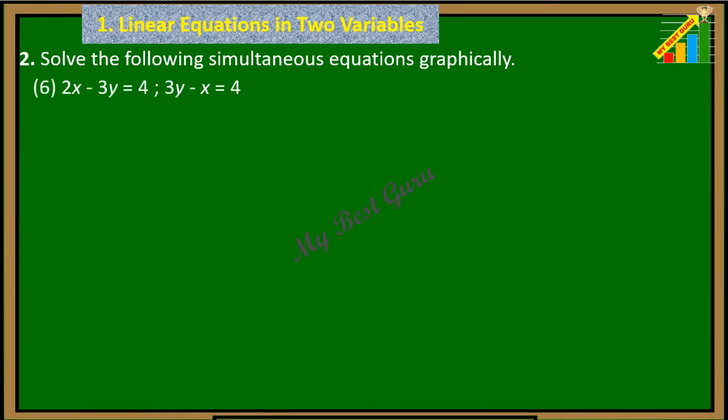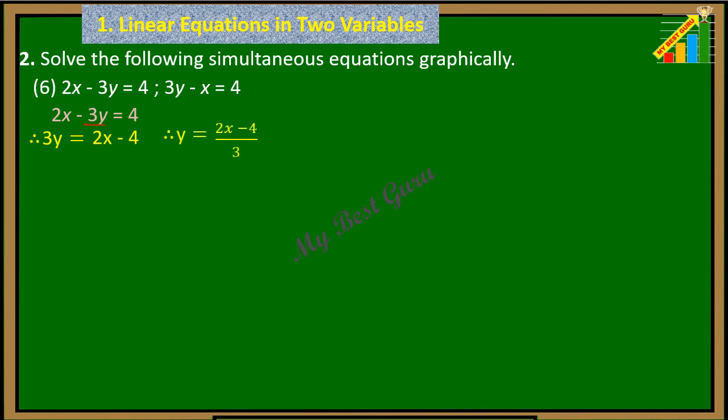Question number 6. 2x minus 3y is equal to 4 and 3y minus x is equal to 4. Now we will solve for the first equation. So the first equation is 2x minus 3y is equal to 4. From this we will find out the value of y. So 3y is equal to 2x minus 4. See, as this is minus 3y, we will take this 3y to the LHS side and this 4 to the RHS side. So minus 3y becomes plus 3y and plus 4 becomes minus 4 to this side. Now find out the value for y.